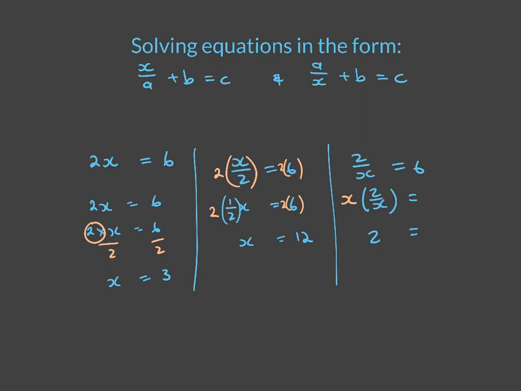But I can't just multiply by x on the left-hand side. I need to multiply by x on the right-hand side as well, right? So x times 6. And what is x times 6? 6x. That means 6x is equal to 2, so 6 times x is equal to 2. You can divide by 6 on both sides, dividing by the coefficient. So x is going to equal 2 over 6, which is the same as a third.